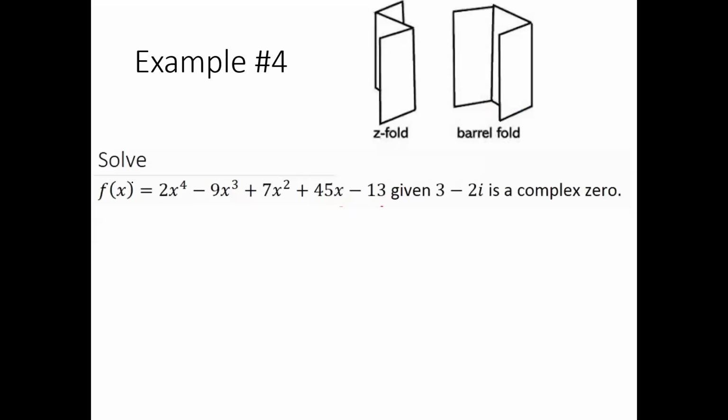All right, last one, example 4. Okay, so you're going to solve this given that 3 minus 2i is a complex zero.